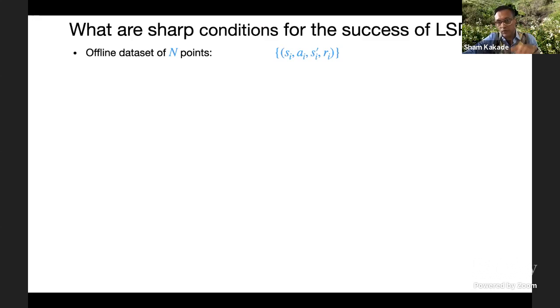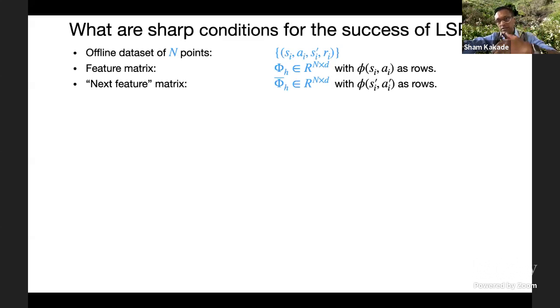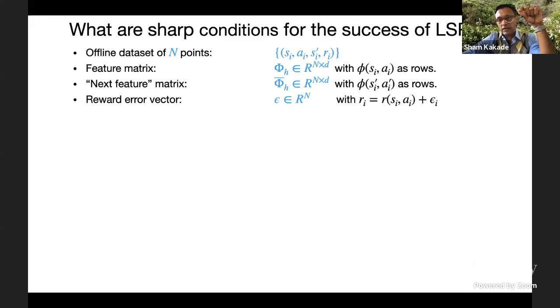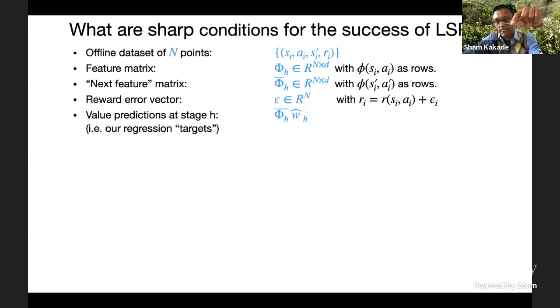So here's a very helpful way to think about things with inequality. We've got n data points. Define phi to be your feature matrix, which is of size n by d. So just concatenate all your data into your feature matrix. Define phi bar to be your next state feature matrix, which is where you go to from SA. And let epsilon be the noise in the reward vector. So the reward you observe is the true reward plus a little noise.